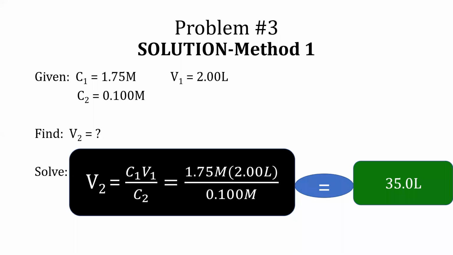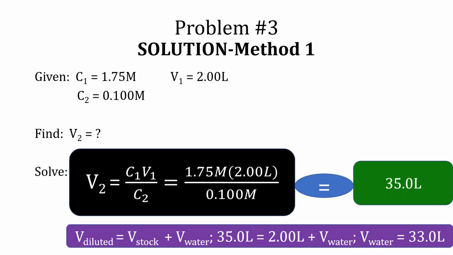To solve for the volume of H2O, or water, the volume of the diluted solution equals the volume of the stock solution plus the volume of water. After plugging in all the numbers, the volume of water is 33 L.